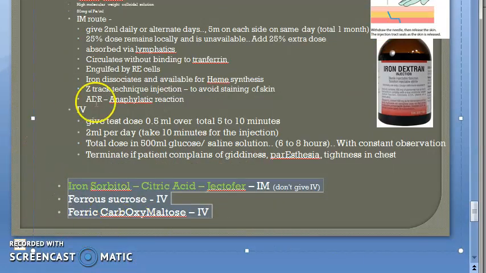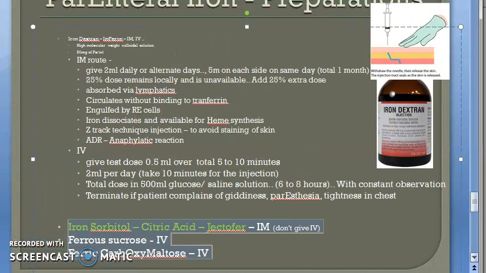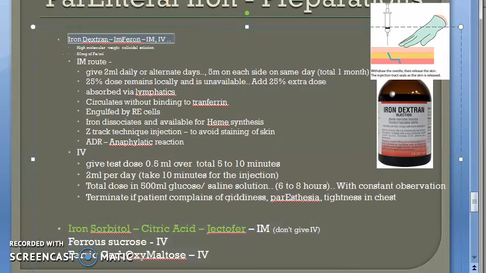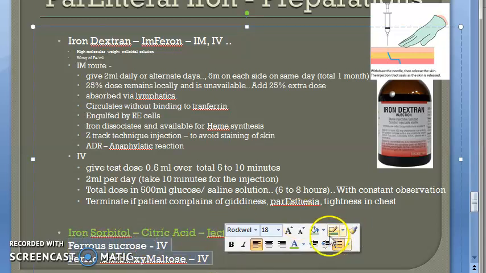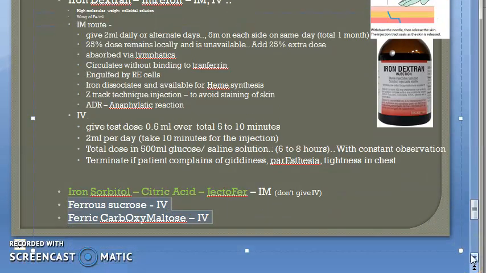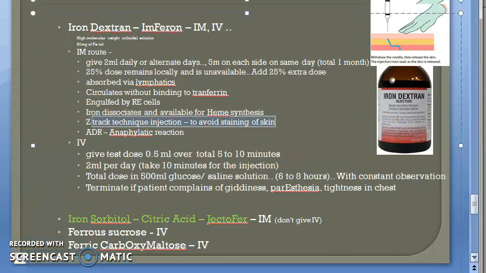I think these names are a little difficult for you to remember, right? So let us see if you can remember the iron. Iron dextran is Imferon. Iron sorbitol citric acid is called Jectofer. Then you have ferrous sucrose and ferric carboxymaltose. Okay. So Z technique, why are you giving Z-track technique of injection? To avoid staining of skin in IM route. Okay. It is absorbed by the lymphatics.